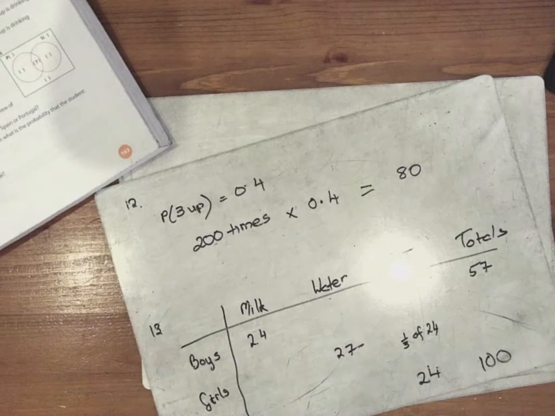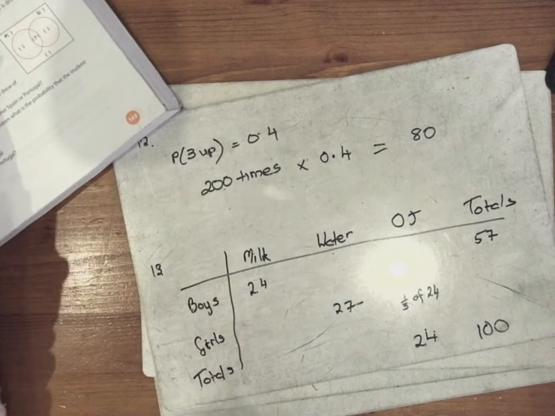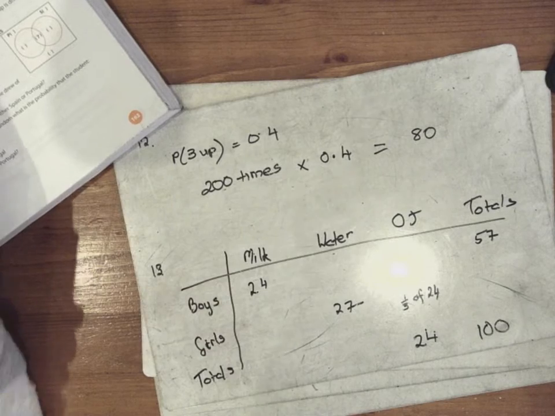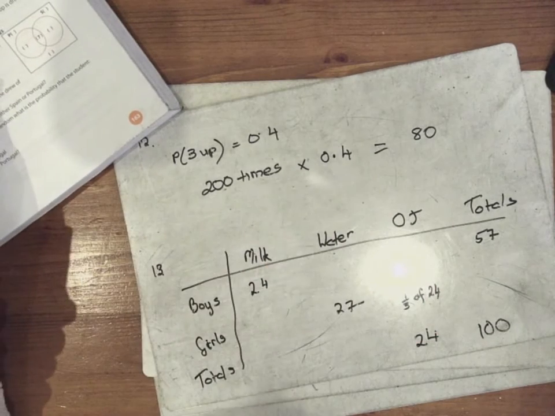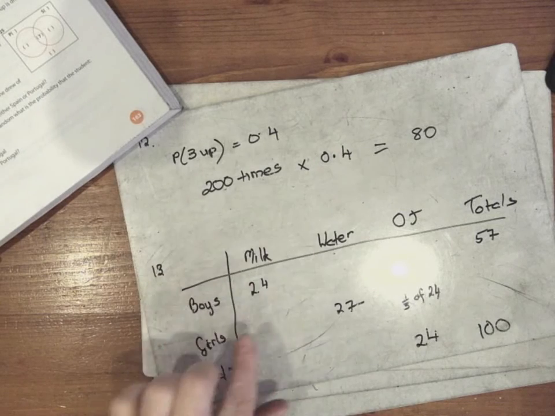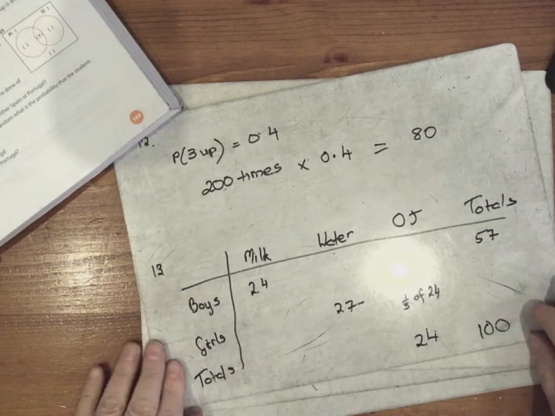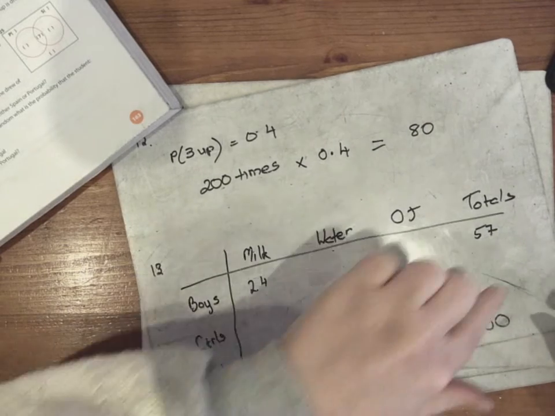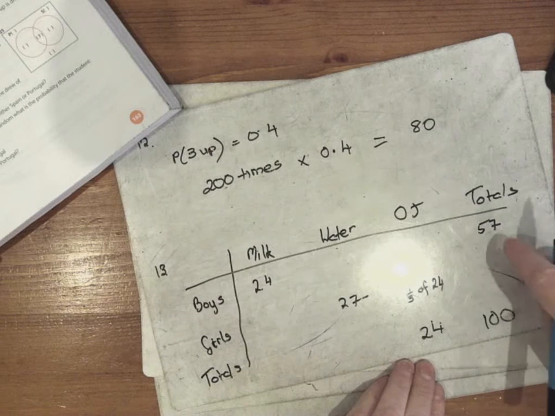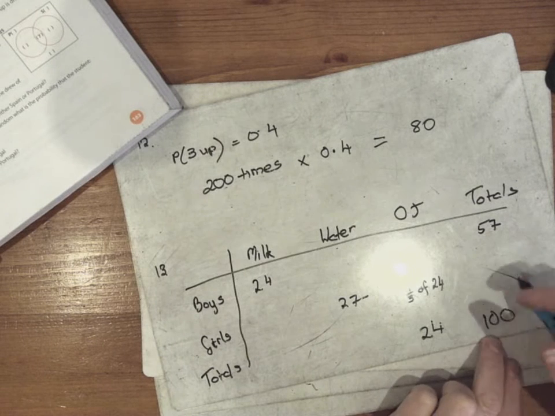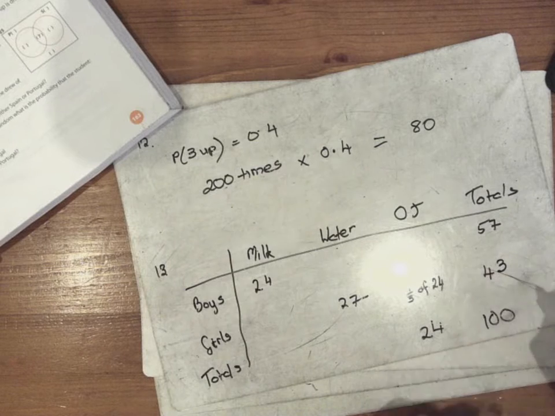Okay, that's number 12. Number 13, 100 students go on a school trip, and they each either drink milk, water or orange juice. Okay, and it gives me some information already. So you have to try and fill in the empty blanks. Okay, so here I'm going to go with the totals. Boys, girls, add up to 100. So if there's 57 boys and there's a total of 100, that means there must be 43 girls, right?